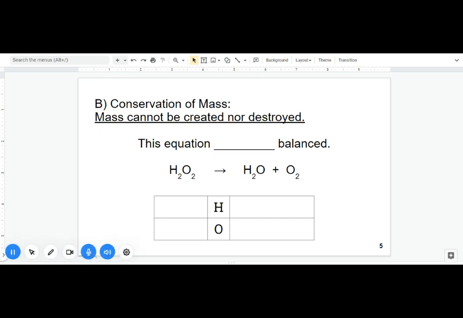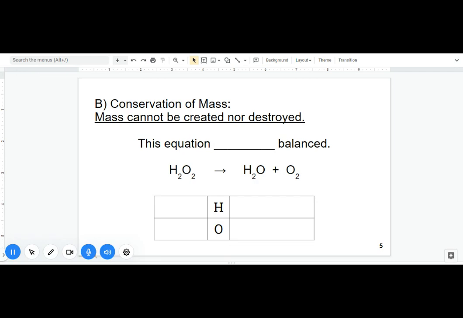The next step is determining whether an equation is balanced or not, because sometimes an equation will already be balanced when you first look at it. The reason it's important to keep equations balanced is because there's a rule called the conservation of mass, which you're going to learn more about in this unit, which says that mass cannot be created or destroyed.